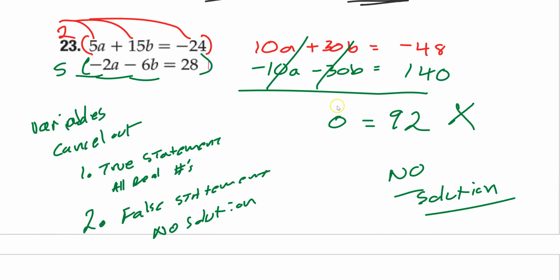So there you go. Anytime your variables cancel out, it's one of two options. It's either all real numbers or no solution. In this case, they all cancel out, so it's no solution. That's the general idea. So that's the three methods.